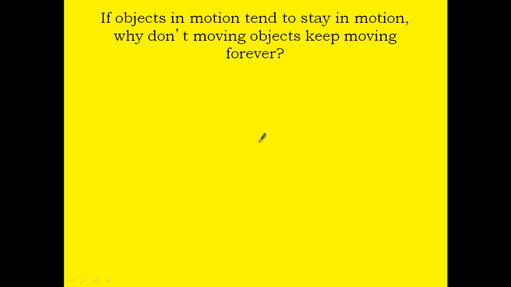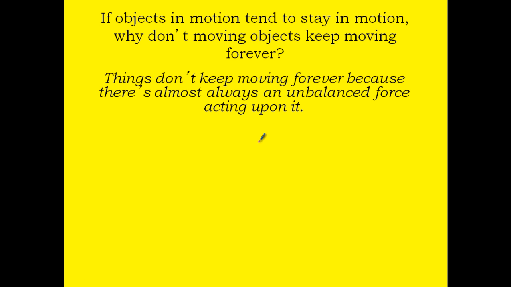So if objects in motion tend to stay in motion, why don't moving objects keep moving forever? Good question. Things don't keep moving forever because there's almost always an unbalanced force acting on them. So you're driving in your car and you let up the gas, you're eventually going to slow down. The faster you go, the more air resistance there is, and the more air resistance, the quicker you're going to slow down. There's also lots of friction in the engine and between the bearings on your wheels, so the frictional force is also going to slow you down. If you're going uphill, that's going to slow you down even quicker because you have more force acting down the hill than up the hill.